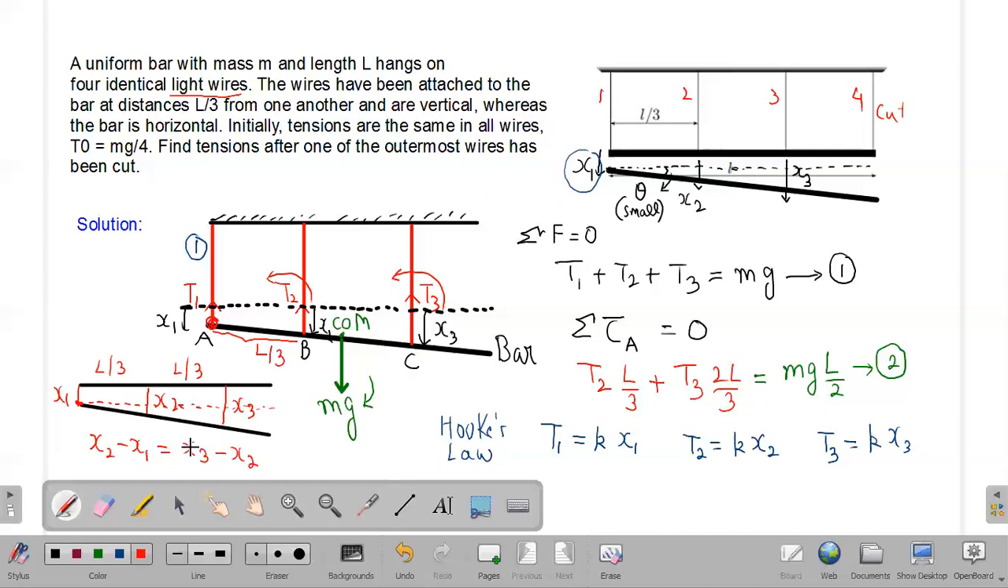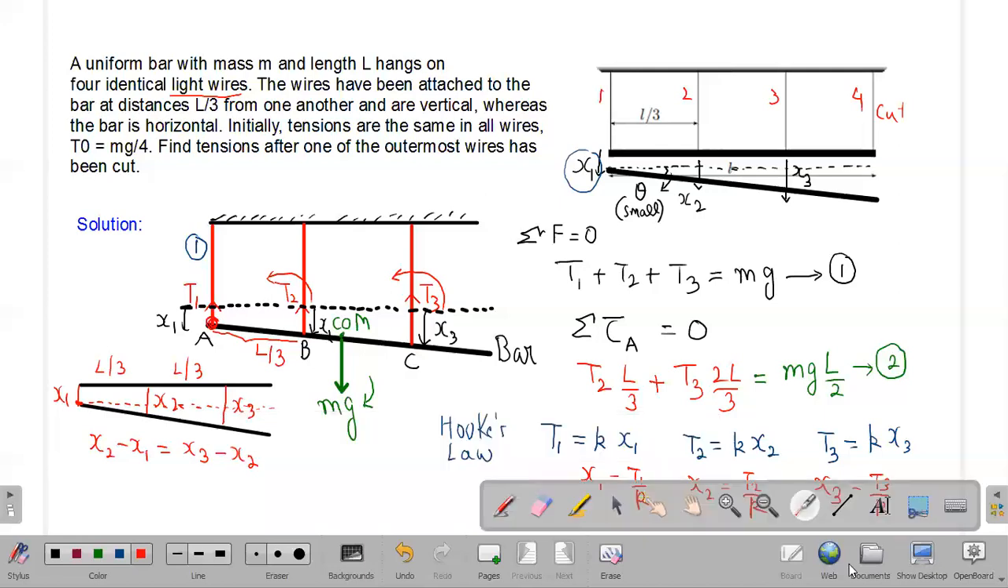And then you can replace the values of x1, x2, x3 from T1 by K. That means x1 can be written as T1 over K. Similarly, x2 can be written as T2 over K, and x3 can be written as T3 over K. When you substitute x1, x2, x3 in this equation number 3, you will get one more equation. And what is that equation? If I substitute x1, x2, x3 in this equation, then I get that T2 minus T1 is equal to T3 minus T2. That is my third equation now.